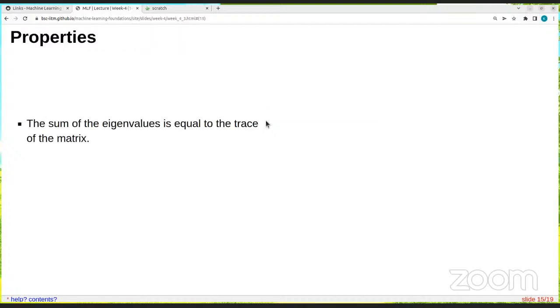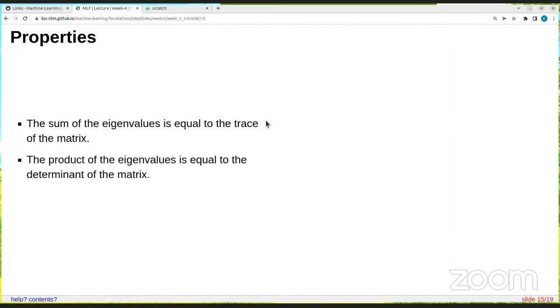Some properties: one property only we saw last time. The other property is this: the sum of the eigenvalues is equal to the trace of the matrix. Do you all know what the trace of the matrix is? The trace, in case some of you are not aware, is the sum of the diagonal values. So the sum of the eigenvalues is equal to the sum of the diagonal elements of a matrix. The second property is that the product of the eigenvalues is equal to the determinant of the matrix. These are two properties that will be routinely asked in the exam, so you must know this.